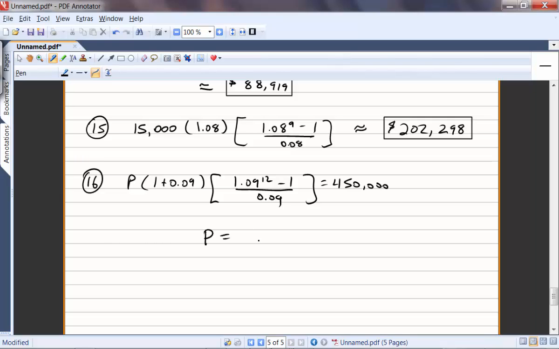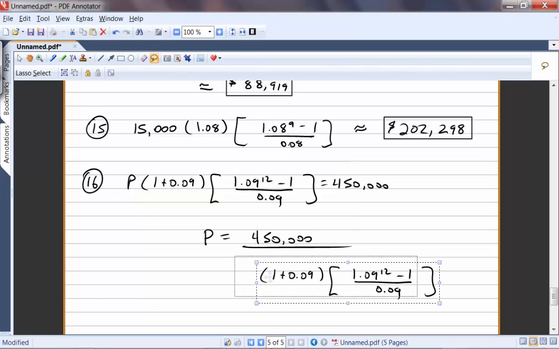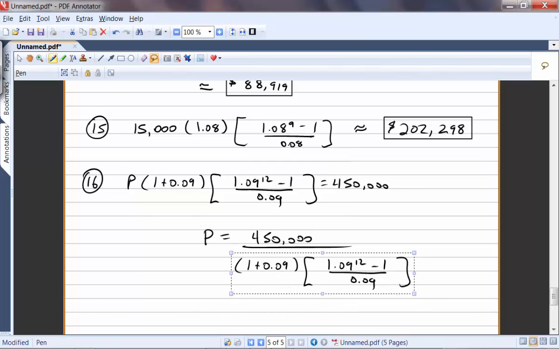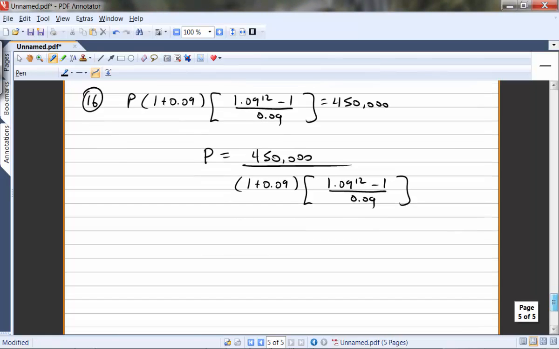Well, that would just be 450,000 divided by this right here, obviously. Hopefully you can see how simple these formulas are to use. The math, it looks a little complicated, but it's just a formula. All you have to do is calculate it. It's not really that bad. So don't get scared when you see time value of money stuff.